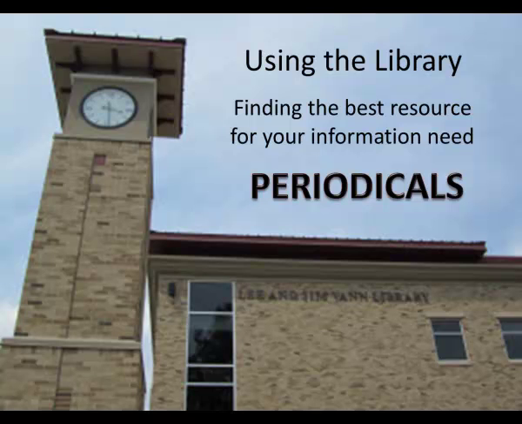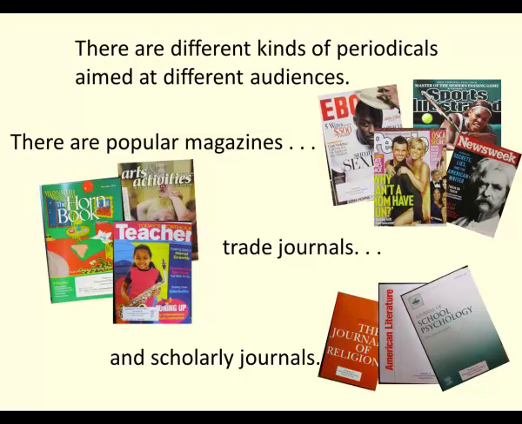This tutorial discusses the use of periodicals in academic research. There are different kinds of periodicals. There are popular magazines like People, Newsweek, Ebony, and Sports Illustrated. There are trade publications such as Arts and Activities, the Horn Book, and Today's Catholic Teacher. And there are scholarly journals such as the Journal of Religion, American Literature, and the Journal of School Psychology.